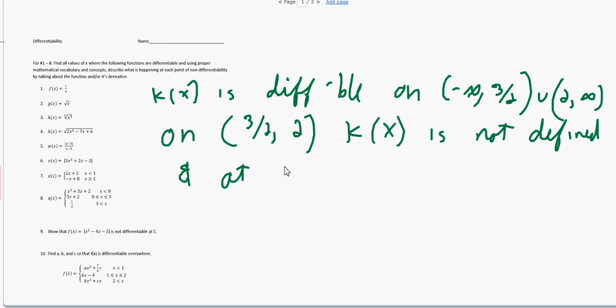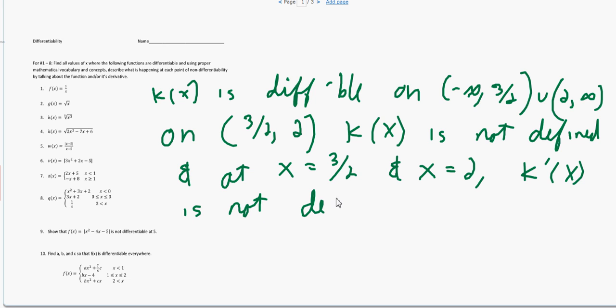And at x equals 3 halves and x equals 2, k prime of x is not defined. And that's really fine. That's why it's not differentiable there. You can go on to say there's a vertical tangent, but then you got to show the left limit and the right limit of the derivative and all that stuff. This should be a good enough answer.